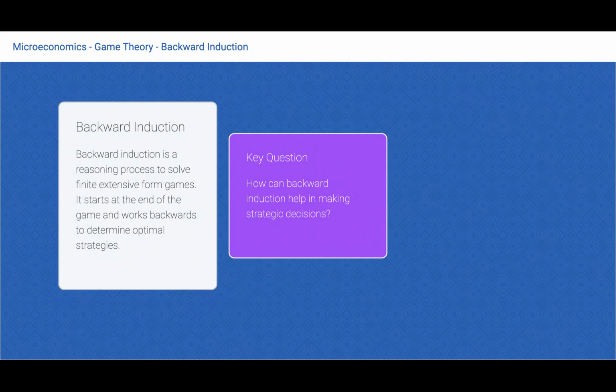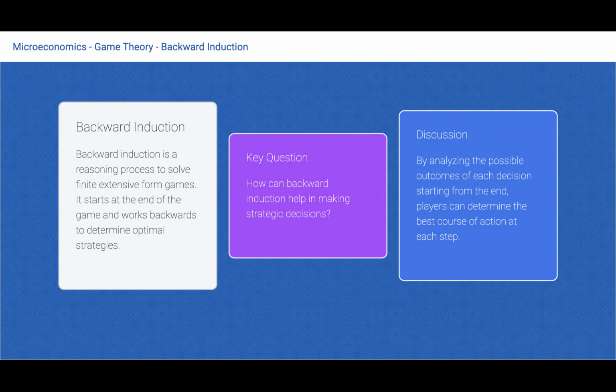Backward induction is a powerful tool in game theory that involves reasoning backward from the end of a problem to determine optimal strategies. It is commonly used in analyzing sequential games with perfect information. Players consider the possible actions of their opponents at each step and choose their own actions to maximize their payoffs.